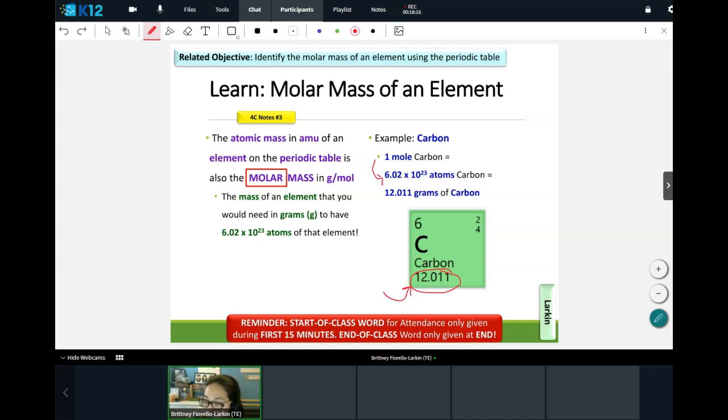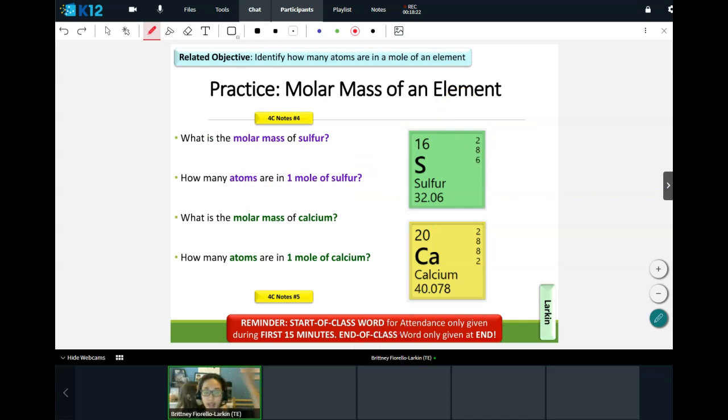Thank you. Kamari, open up your notes. Make sure you're on number 3. All right, I'm going to keep on moving, everyone. Let's practice this. Let's take a look at sulfur. I look at the bottom of the box for mass. What is the molar mass of sulfur? Go ahead and tell me in the chat box.